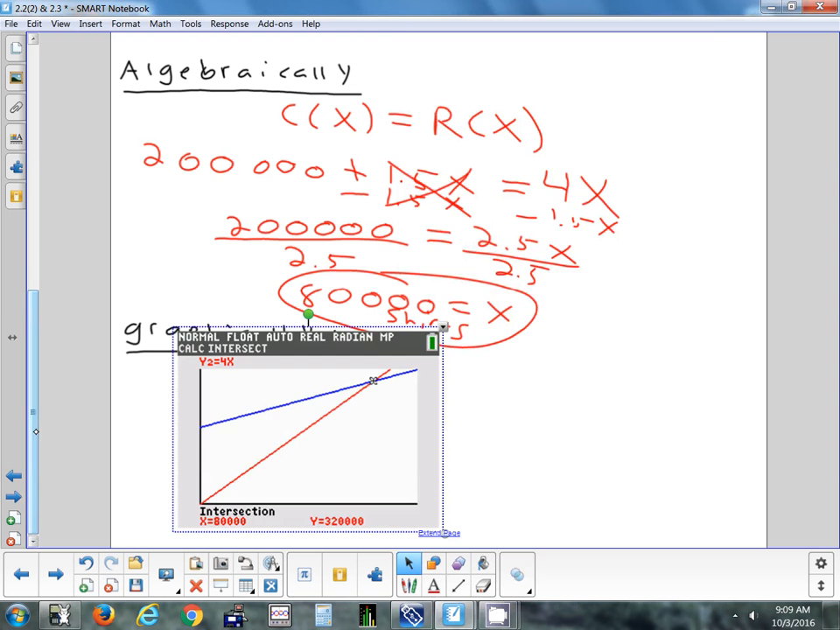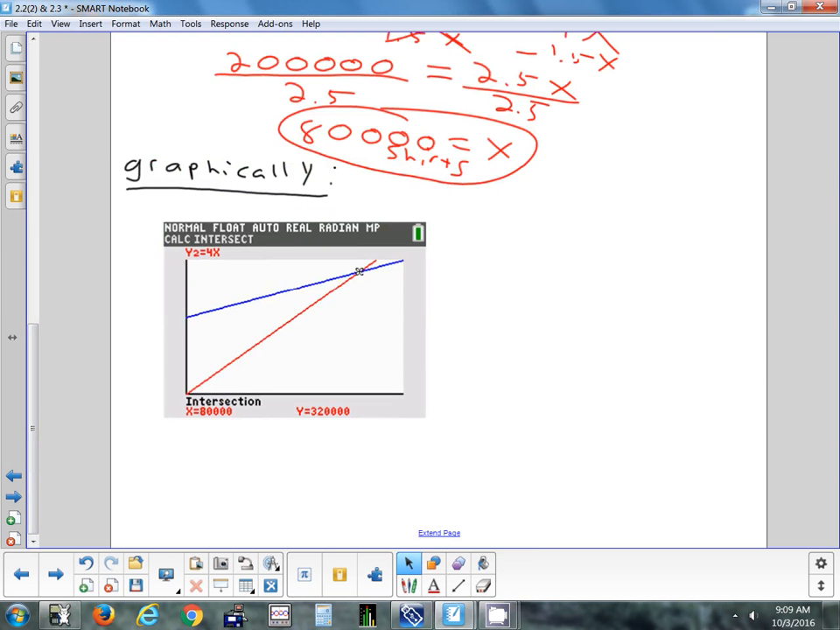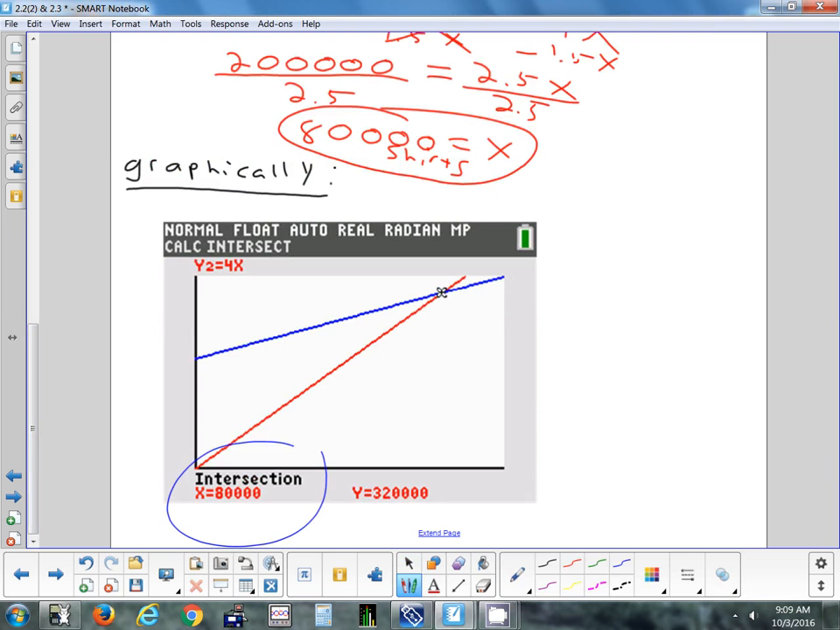Okay, and it tells us the same thing we got algebraically: 80,000 shirts. But this intersection point also tells us something else. What would be my cost to make 80,000 shirts? Well, we have at least a 200,000 cost, even if we don't sell any shirts, so it's got to be more than 200,000. Luke? $320,000. Yep. So my cost to make 80,000 shirts is $320,000.